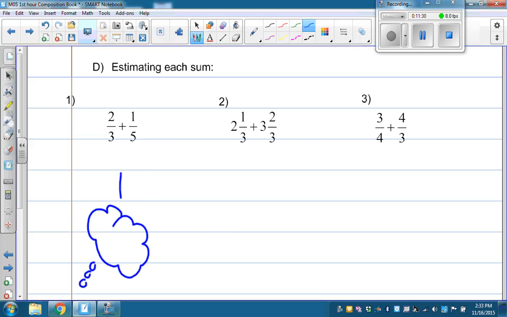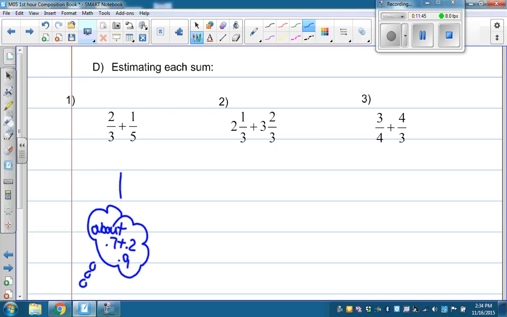We're going to say it's about. In our head, that's what we're thinking, about. About 0.7 plus 0.2, so that's 0.9. So a good estimate is 1. 1's a good estimate. Okay?